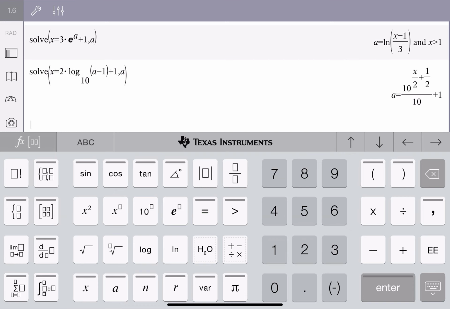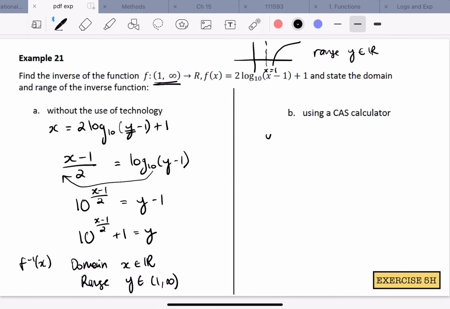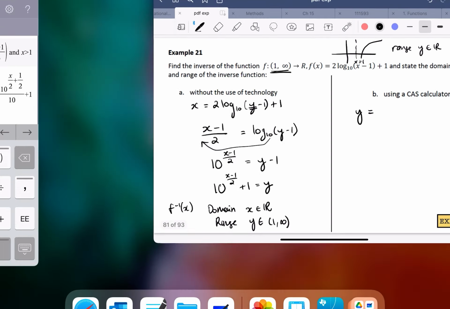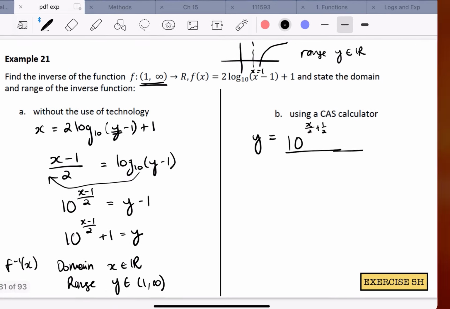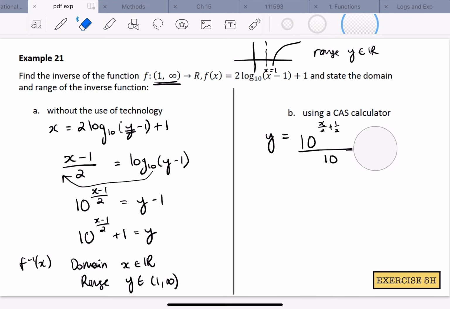And we are going to be solving for y, which in this case is a. So there you can see that a is equal to 10 to the power of x on 2 plus a half, which is our x plus 1 on 2, and then we've got a plus 1 on the side as well. It does look a little bit different compared to what we had initially, so I'll write down what the calculator gives us, and I'll just explain why it looks a little bit different to what we got. So that's 10 to the power of x on 2 plus a half, on 10, and then plus 1.